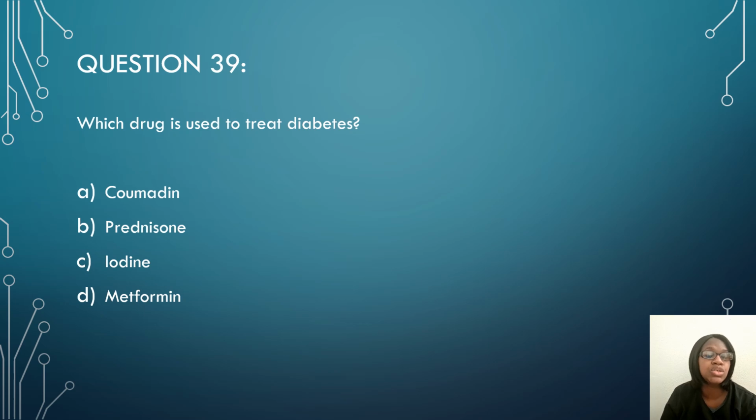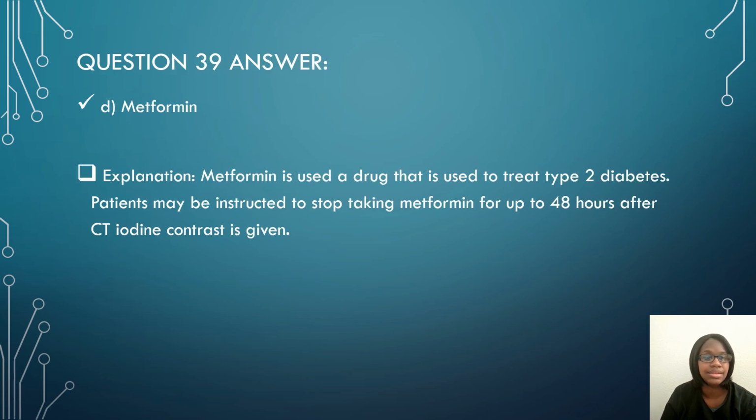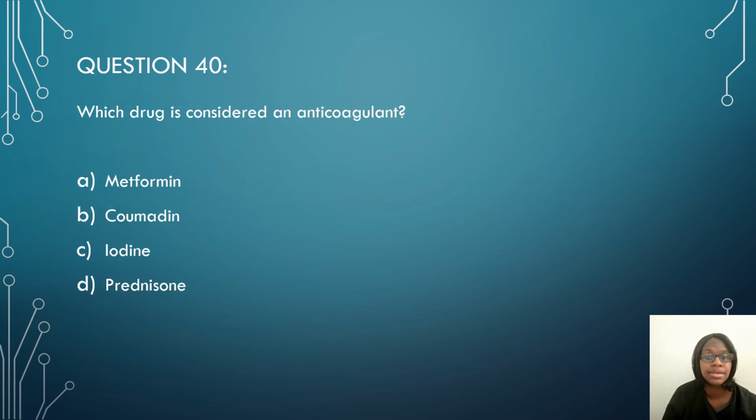Which drug is used to treat diabetes? Metformin. We used to tell patients to stop taking metformin for up to 48 hours, or 2 days. So just make sure that you're still checking with your facility on if they still want the patient to stop metformin up to 2 days after they receive their CT iodine contrast.